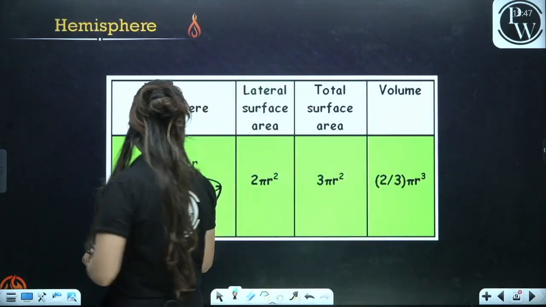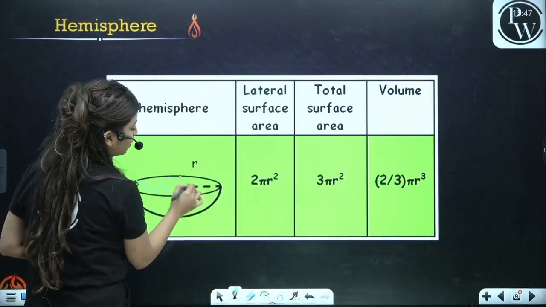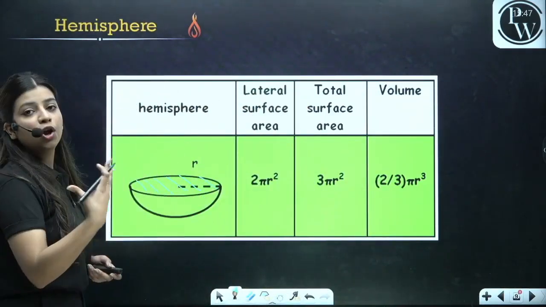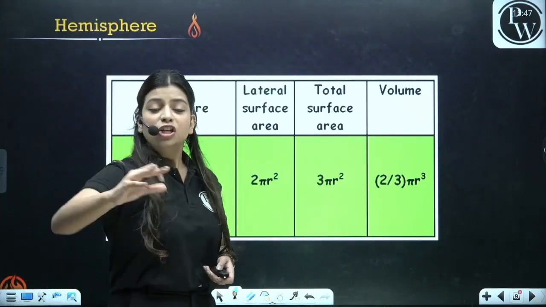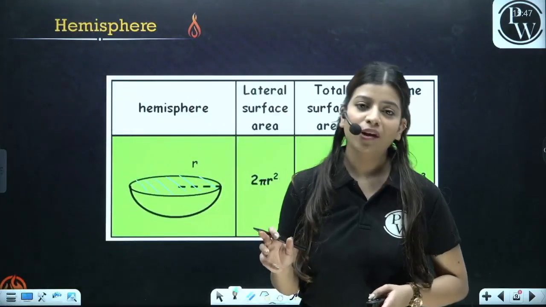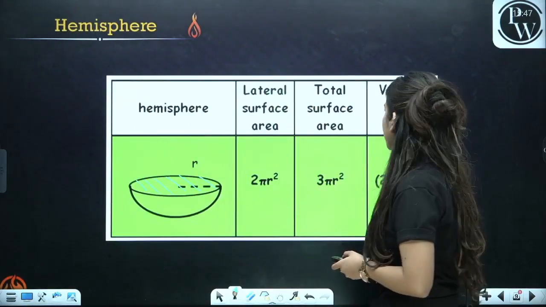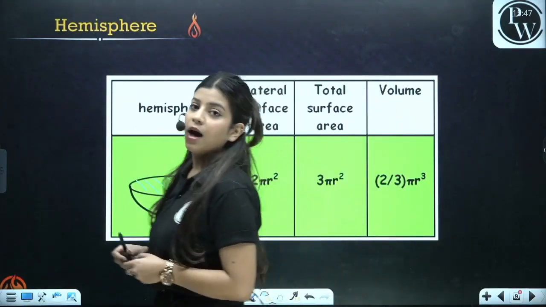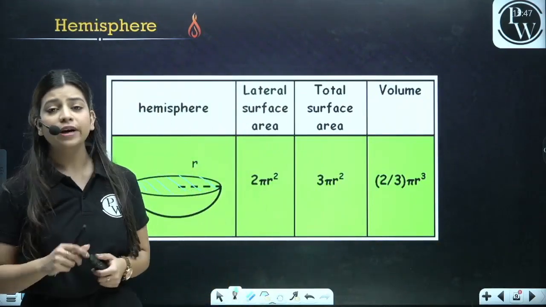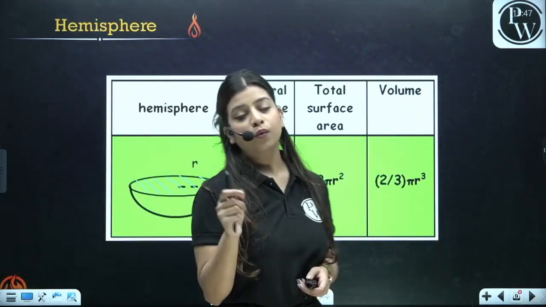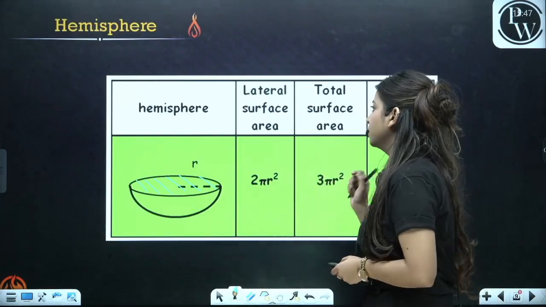Now for the total surface area, we will be including this particular circular region of your hemisphere, right? So this particular circular region of your hemisphere will be included, which will result in 3 pi r square. And the volume is 2 by 3 pi r cube. All right. The volume of the hemisphere comes out to be what? 2 by 3 pi r cube.